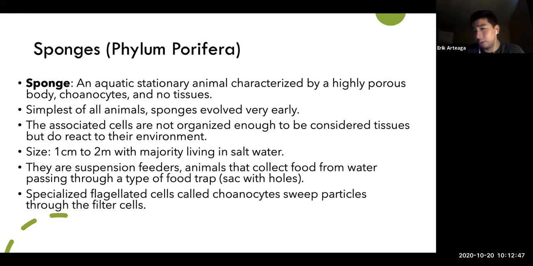We do have freshwater sponges, but the amount of diversity in sponges, or Porifera, is immense in the ocean. There are a lot of sponges that live in the ocean. They are suspension feeders, animals that collect food from water passing through a type of food trap. Okay, so a sac with holes, almost. Specialized flagellated cells called conocytes sweep particles through the filter cells, and the filter cells are what pick up any nutrients that are passing through.